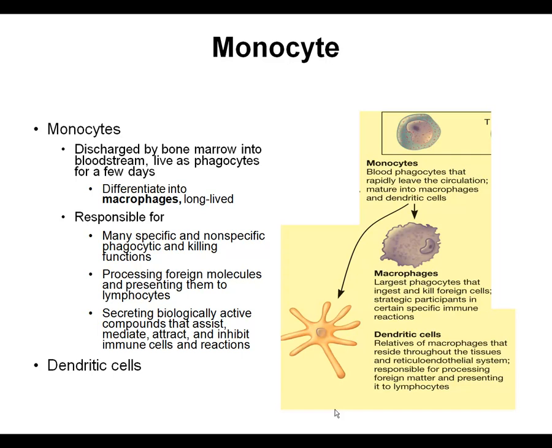Then you have the dendritic cells. These are what they call relatives of the macrophages. These are going to be found throughout a number of tissues, particularly the tissues that have that reticuloendothelial system. These are going to process foreign matter, and they are going to present it also to the lymphocytes so that the lymphocytes can initiate an immune response and take care of the microorganism.